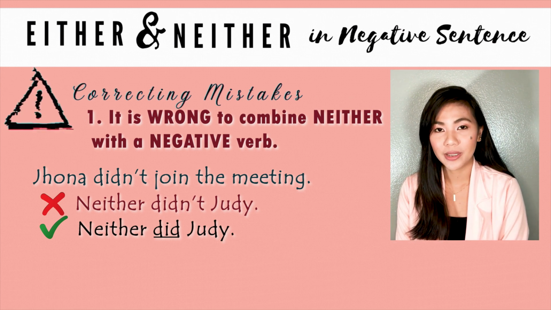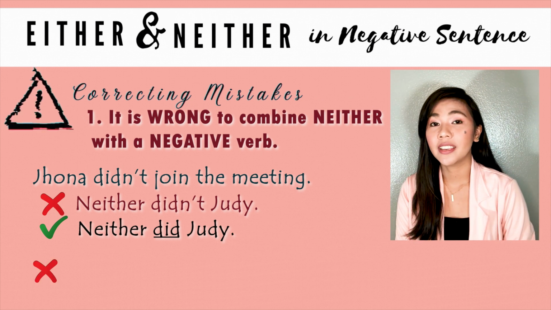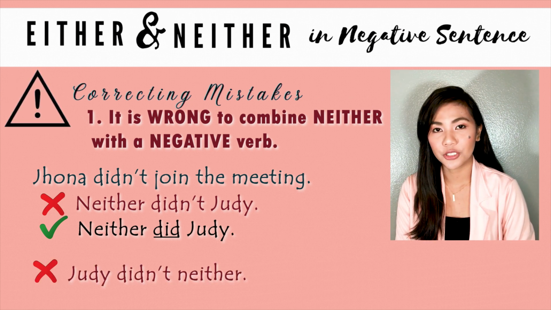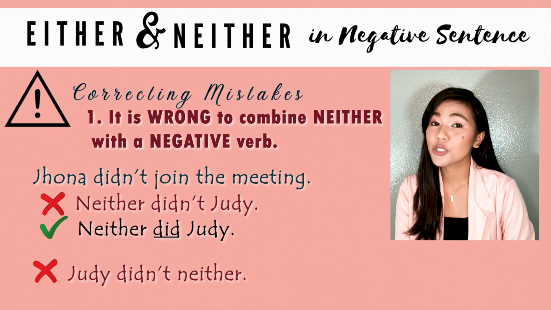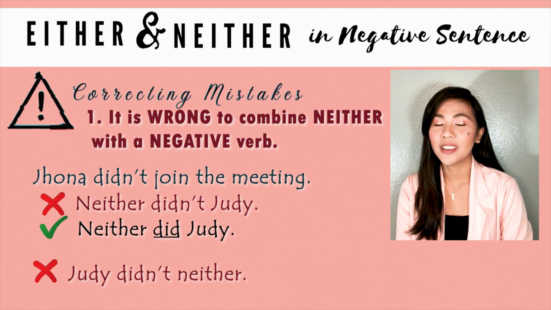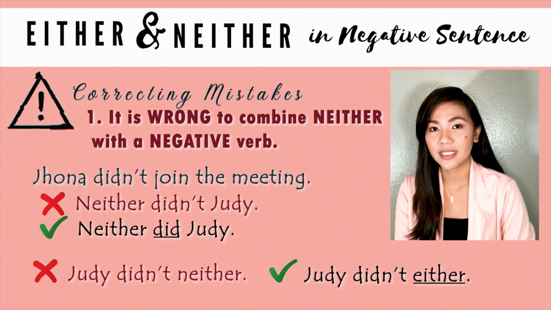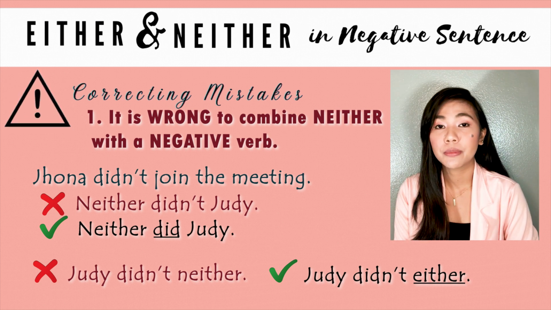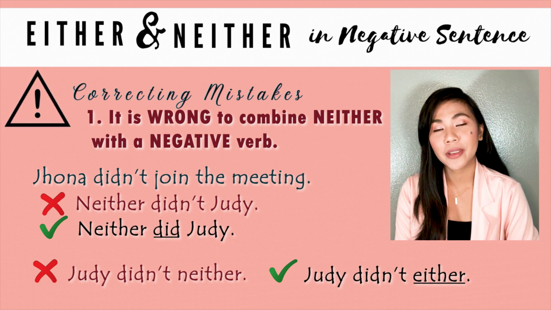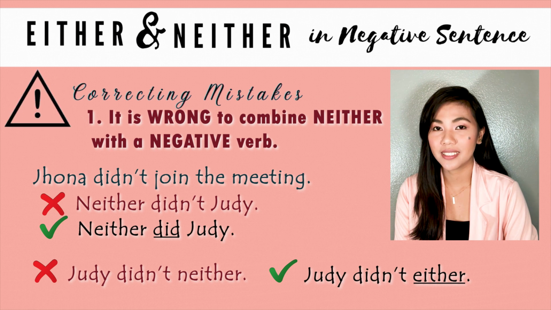Neither did Judy. It is also wrong to say, Judy didn't neither. So how should we say it? We should say, Judy didn't either. We use a negative verb for either. Repeat after me. Judy didn't either.